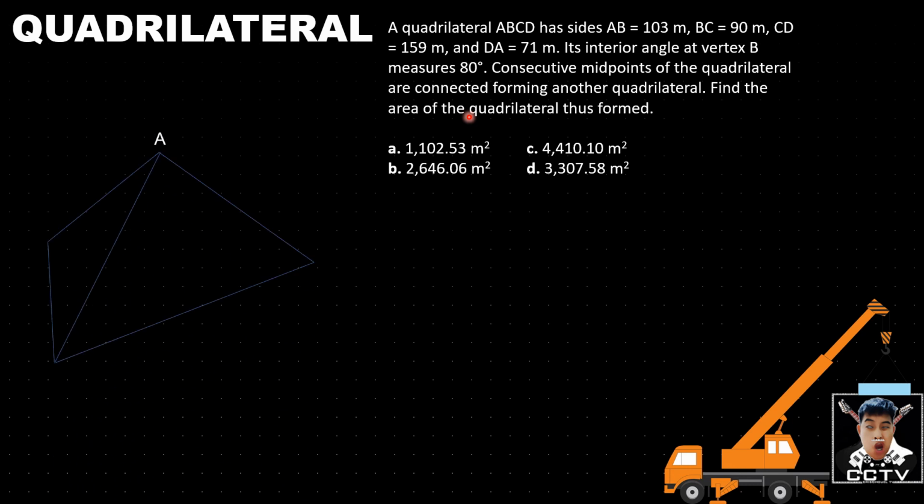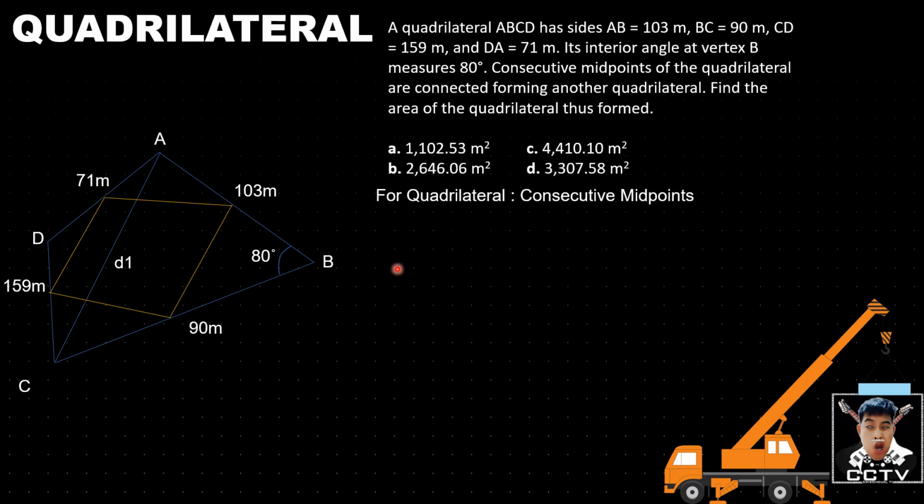Given tayo dito, quadrilateral, that is A. At kinonect yung consecutive midpoints. Yung yellow line natin dito, yan yung nagko-connect sa mga midpoints. At may nabubuo tayong form. Ayan na. 103, 90, 80 daw dito yung degree ng B. 59, 71. And may diagonal tayo dito. Ayan nga, for quadrilateral, consecutive midpoints, 1/2 lang ng original.